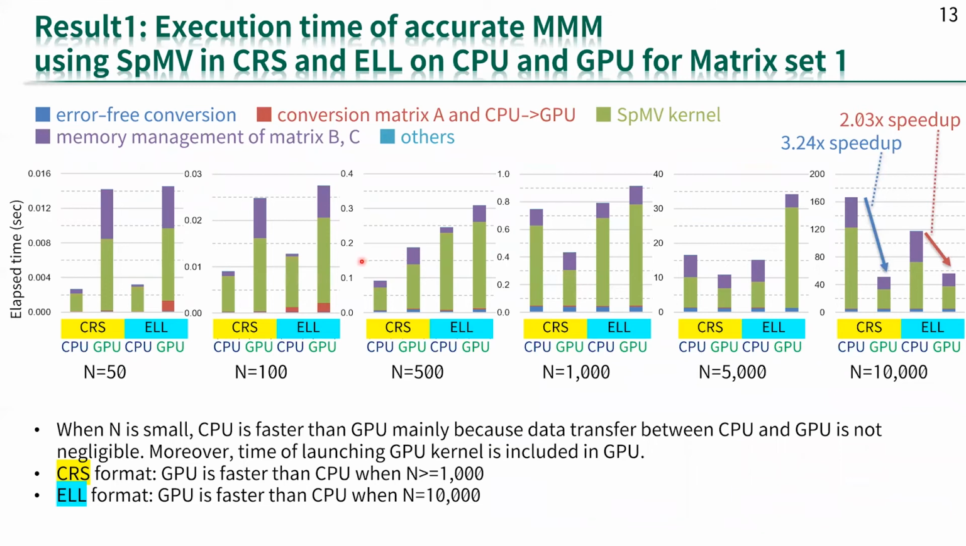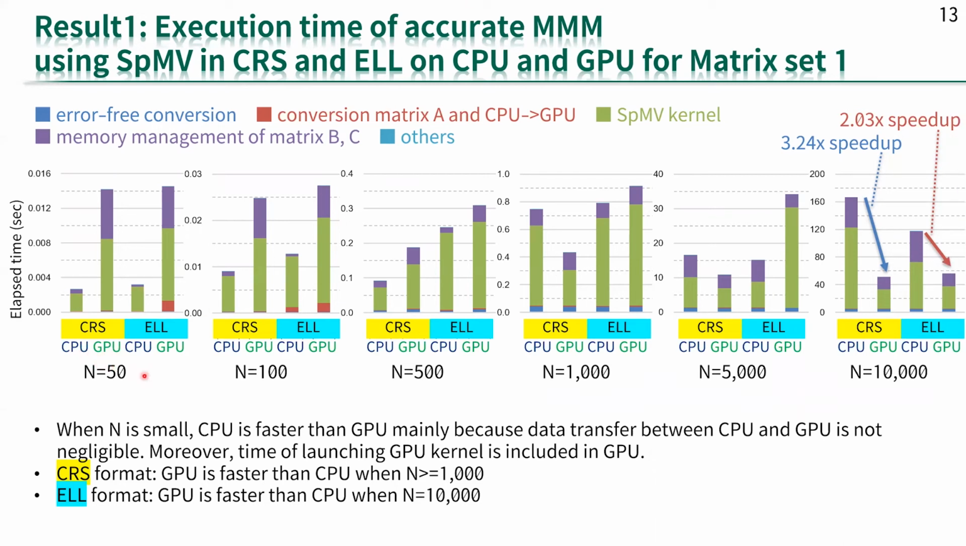This slide shows the execution time of accurate matrix multiplication using SpMV in CRS format and ELL format on CPU and GPU for matrix set 1. This evaluation compared the previous method and the proposed method. There are 6 graphs. Each graph includes combinations of CRS, ELL, CPU, and GPU.